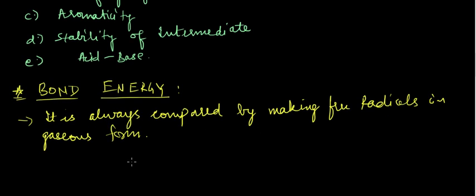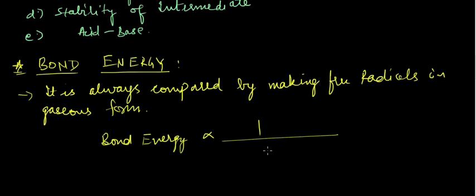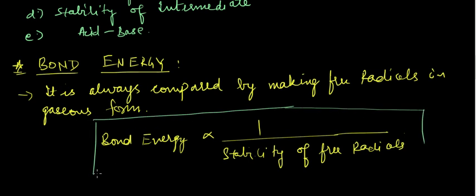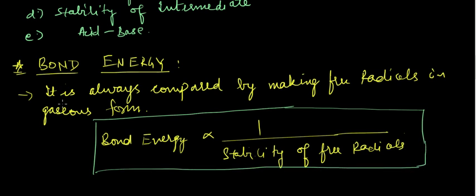Okay, so we can say that bond energy of the existing bond between two atoms is actually inversely proportional to the stability of free radical after making those free radicals in gaseous form. Stability of free radicals. Okay, so whenever you have a question where you have to compare the bond energy of a bond between two given atoms, then you have to first convert those atoms into free radicals, and you have to see that if the free radicals are more stable, then obviously the bond energy would be lesser.